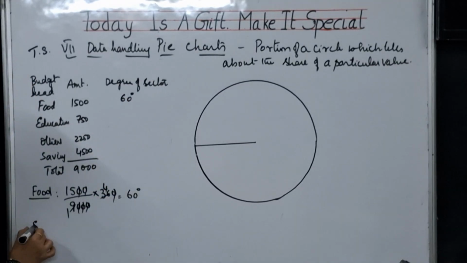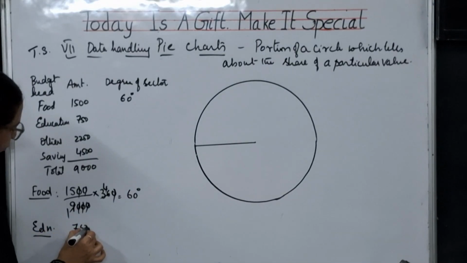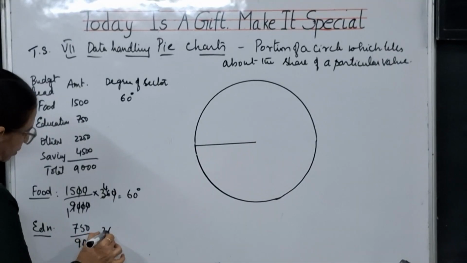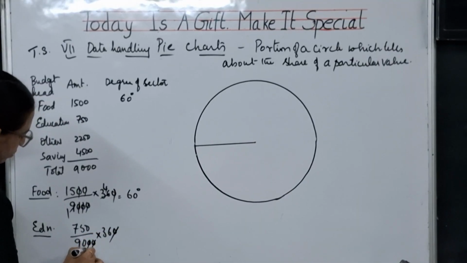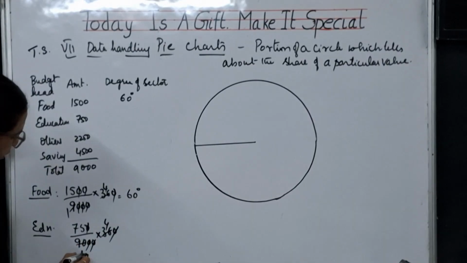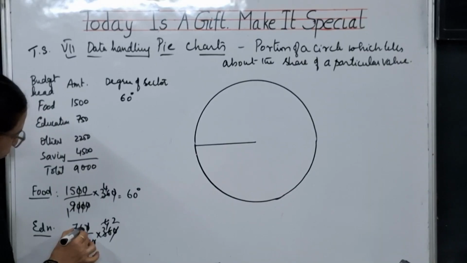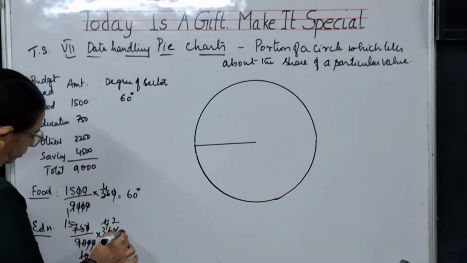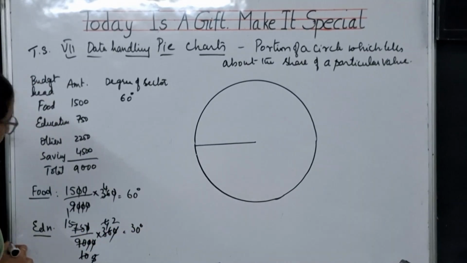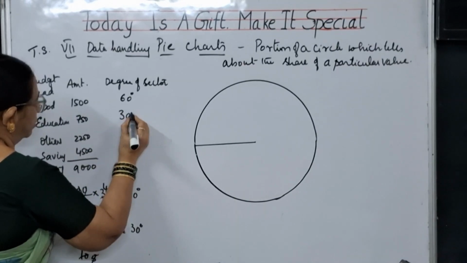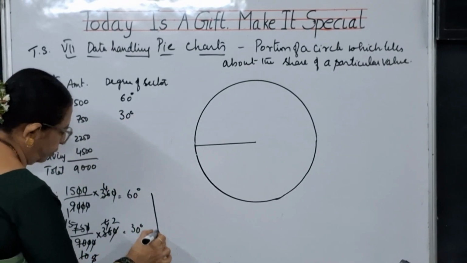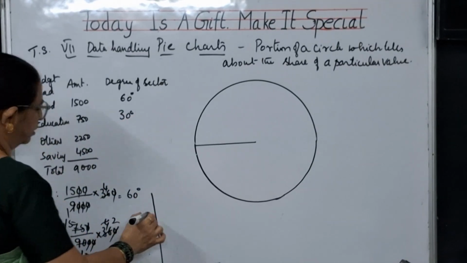Now for education. Education, it is 750 by 9,000 into 360. So zeros cancel. 9 fours are 36, 9 tens are 90. 750 by 9,000 into 360 gives 15 twos are 30 degrees for education. So education 30 degrees. Now we will go to the others.